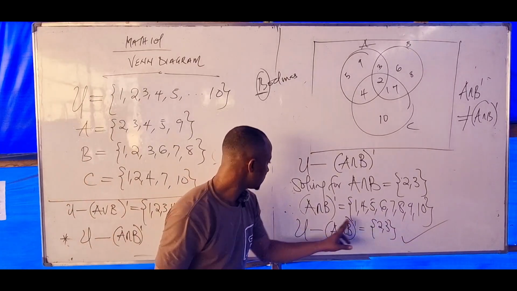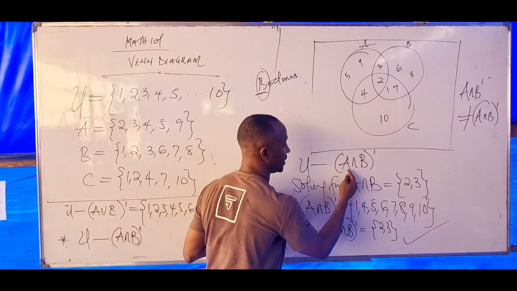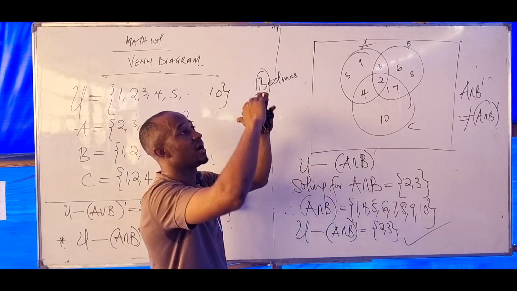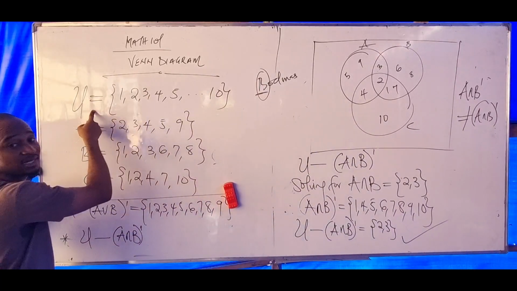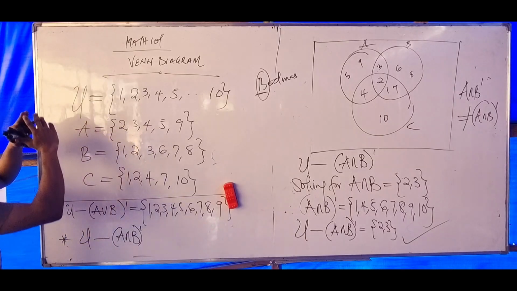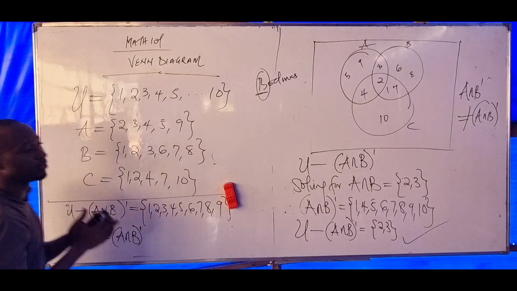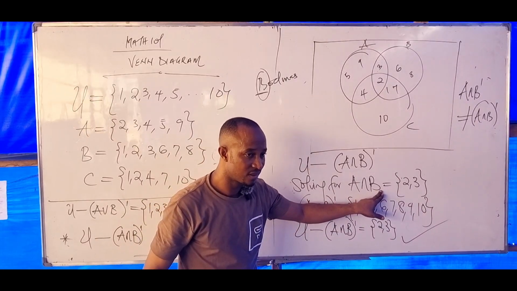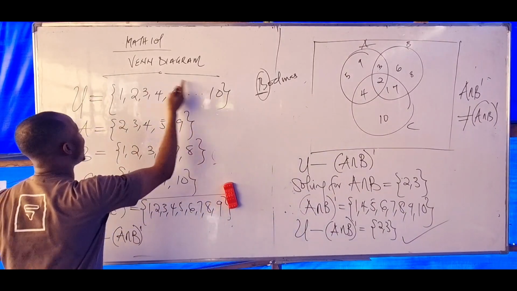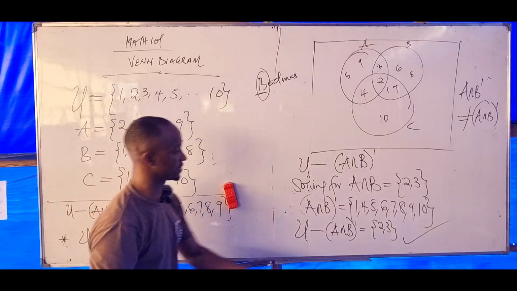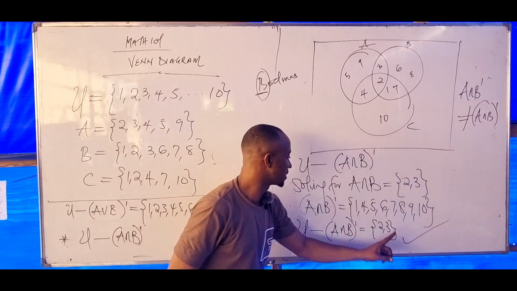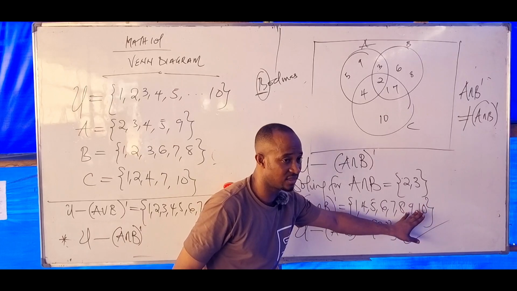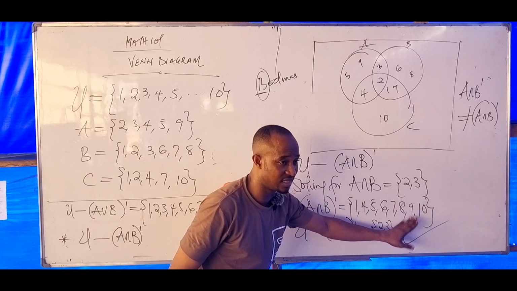Now, the next is to find A intersection B prime. Prime means every element, because here we are given a general set. It means every element in the general set, but not among A intersection B. Meaning all the members of the general set apart from 2 and 3, which are 1, 4, 5, 6, 7, 8, 9, 10, right? Is this part clear?